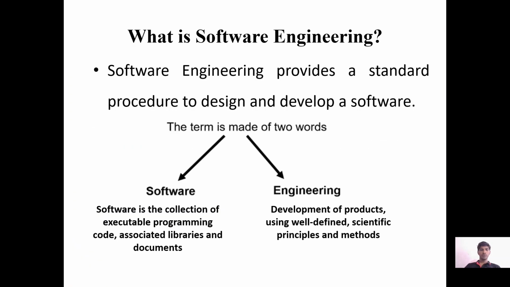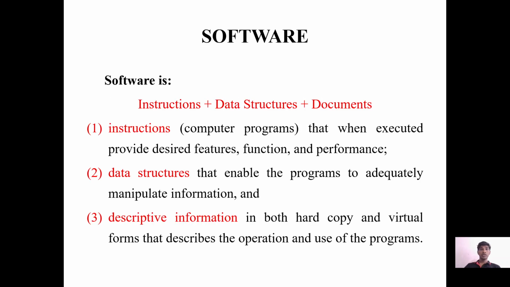So first of all, before going to the subject, we should know what is meant by software engineering. The word software engineering is derived from two common terms, that is software and engineering, where software is the collection of programs, associated libraries and its documents. So all put together forms the term software. And the term engineering is nothing but well-defined and scientific principles and methods for the development of some quantitative or qualitative approach. So this is called as software engineering.